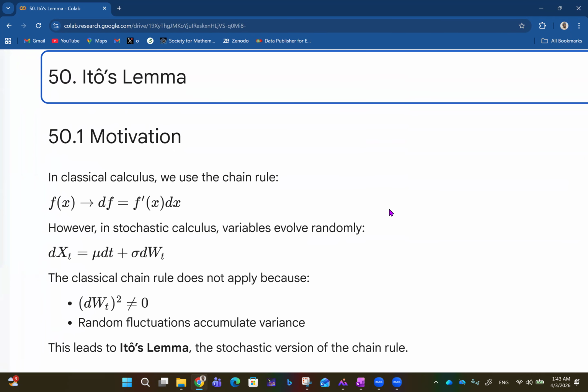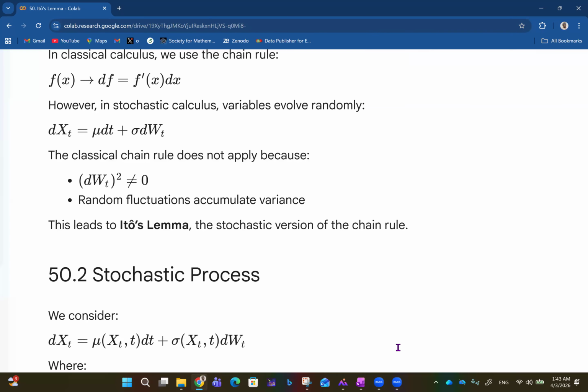The motivation here is that in classical calculus, we use the chain rule: f of x implies that df is f prime of x dx. However, in stochastic calculus, variables evolve randomly, so we have dX_t equals mu dt plus sigma dW_t. Now, the classical chain rule does not apply because dW_t squared is not equal to 0. In fact, it is equal to dt, and random fluctuations accumulate variance. So this leads to Ito's lemma, the stochastic version of the chain rule.